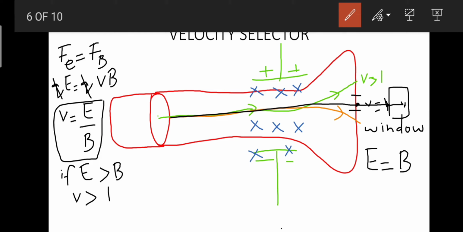Now for the second condition: if E is smaller than B, then what is going to happen? The value of V would also be smaller than 1.